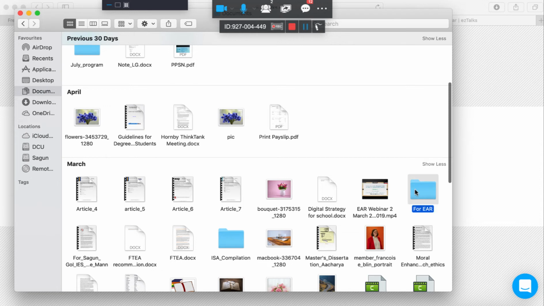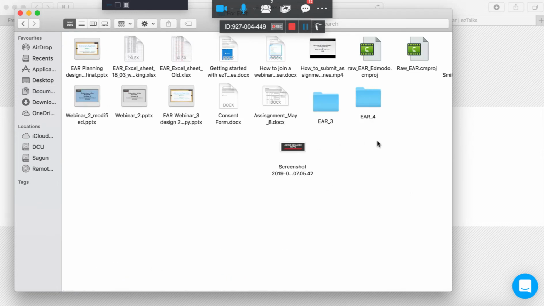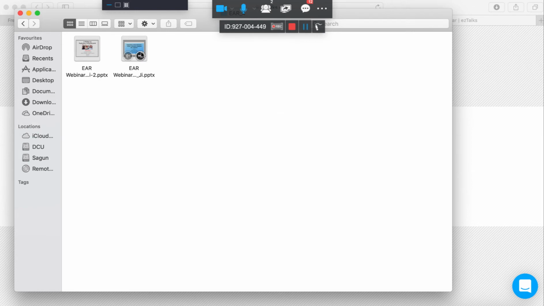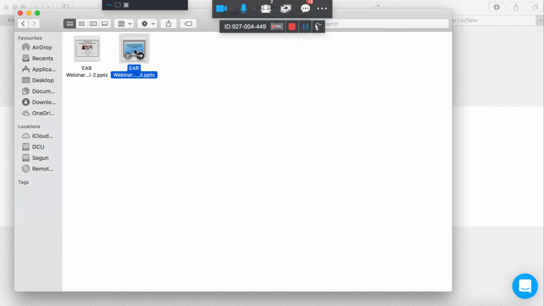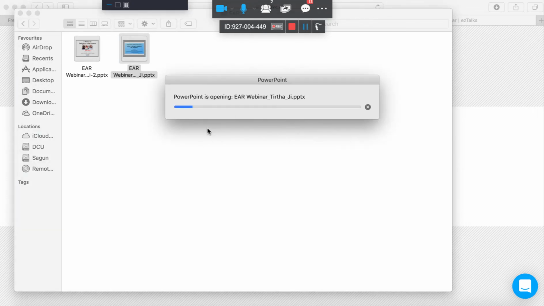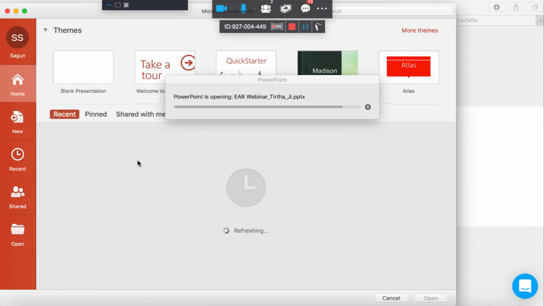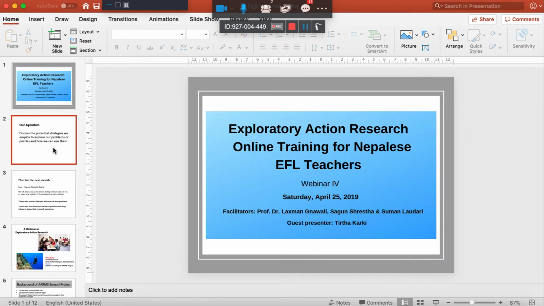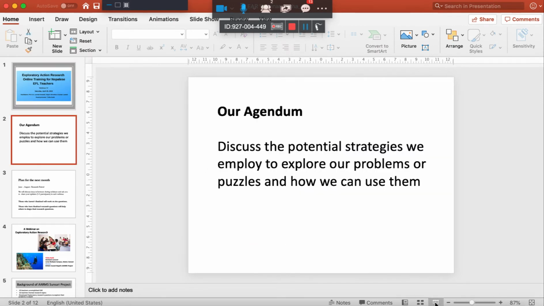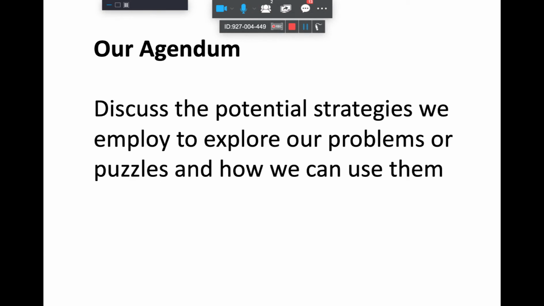Today's agenda, as I told briefly, is all about strategies or research instruments which we'll employ, and Tirtha sir will be dealing with them in a great deal. So I'm just going to share quickly our agenda for today. This is what we'll be doing today, discussing the potential strategies we employ to explore our problems or puzzles and how we can use them.